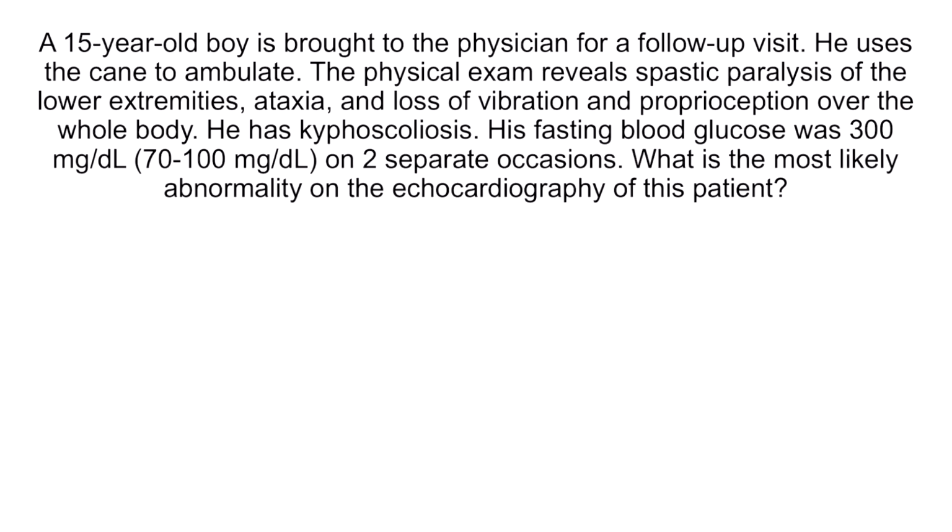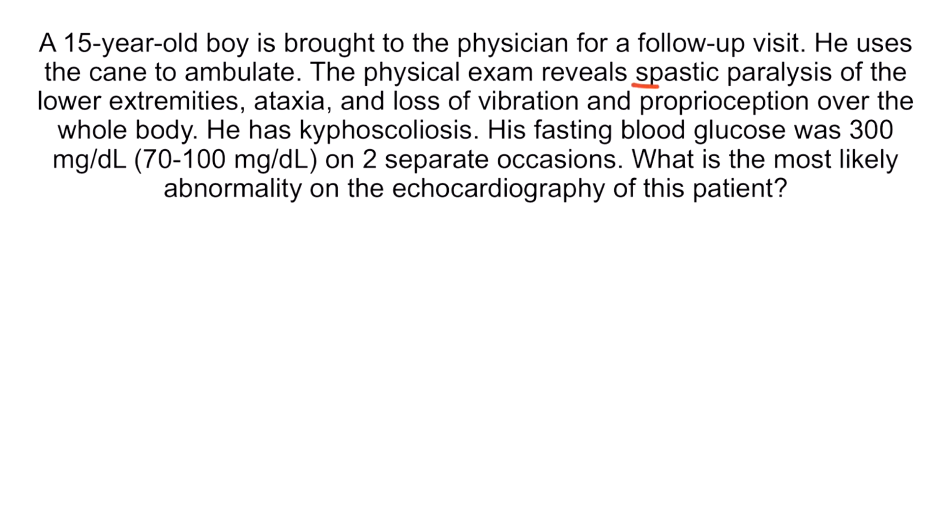A 15-year-old boy is brought to the physician for a follow-up visit. He uses a cane to ambulate. The physical exam reveals spastic paralysis of the lower extremities, ataxia, and loss of vibration and proprioception over the whole body. He has kyphoscoliosis. His fasting blood glucose was 300 on 2 separate occasions. What is the most likely abnormality on the echocardiography of this patient?